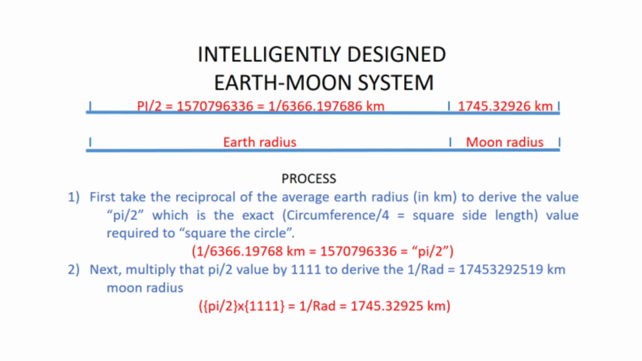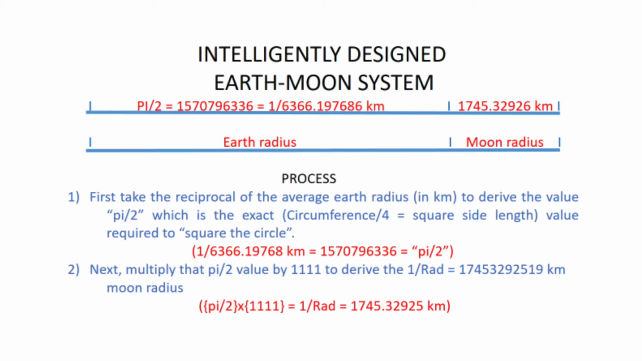This derivation, although not immediately apparent, necessitates a simple reciprocal operation of the Earth's radius, which amazingly equals exactly pi over 2, or 1 over 6366.197 kilometers, and then a multiplication by the 1111 factor to derive the Moon radius, which is consequently also amazingly equal to the reciprocal of 1 radian, equaling exactly 1 degree radian or 1745.329 kilometers, which equals 1 over 5729.